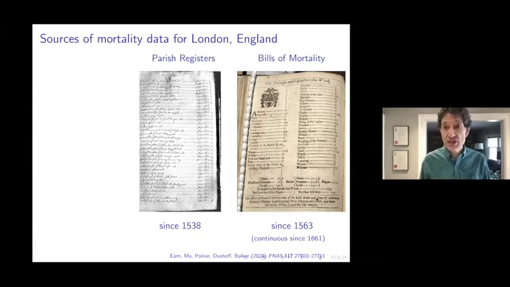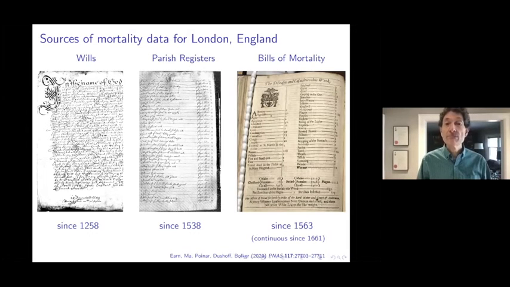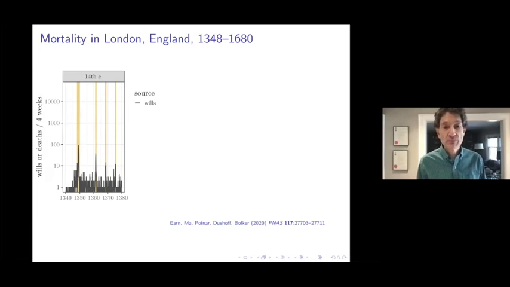Before that, we have no chance of getting mortality records, but we can look earlier, by looking at last wills and testaments and counting up the number of wills written on given days, which we have done. And what happens when we pull that together is we look in the 14th.